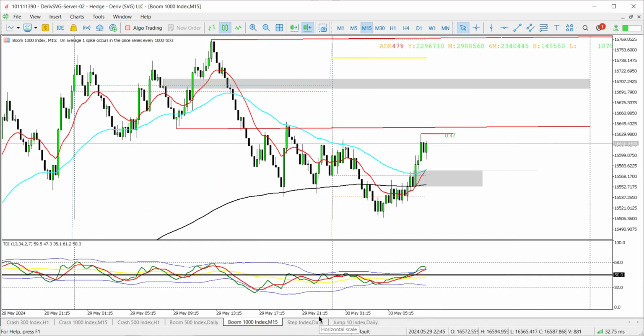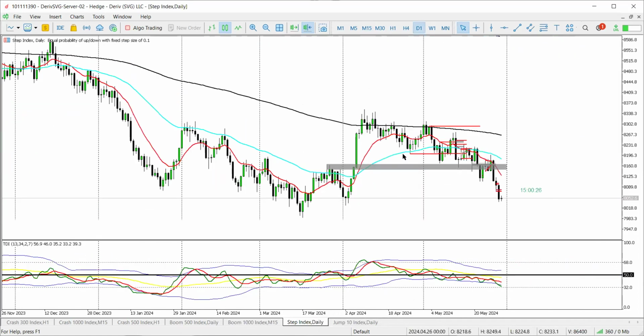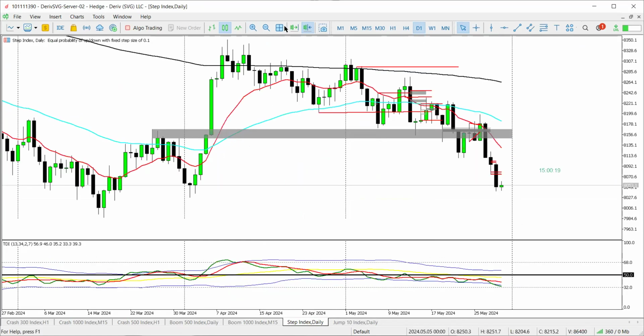Then step index. Okay, step index, we haven't looked at this in a while, but again, let's see what we have here. So we have that broken zone, which we have from our analysis the other time. Right here, we broke nicely.